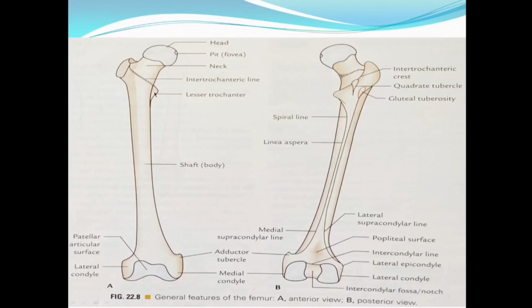This is the neck shaft angle of the femur. This is the head of the femur, this is the neck of the femur, and this is the shaft of the femur. The angle between the neck and the shaft is called the neck shaft angle of the femur.